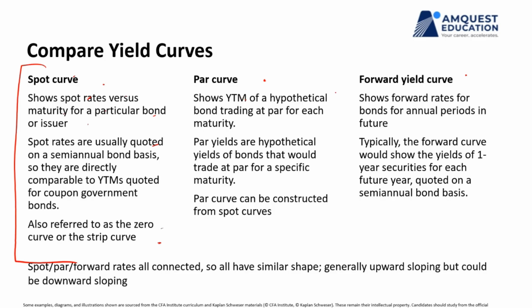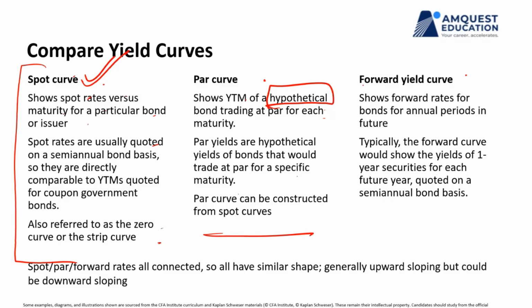Par curve, on the other hand, shows the YTM of a hypothetical bond trading at par for each maturity. Remember the keyword hypothetical. There are no such bonds generally trading. Par yields are hypothetical yields of bonds that would trade at par for a specific maturity and can be constructed from the spot curve. This is your most important one because most of us work using spot curves.